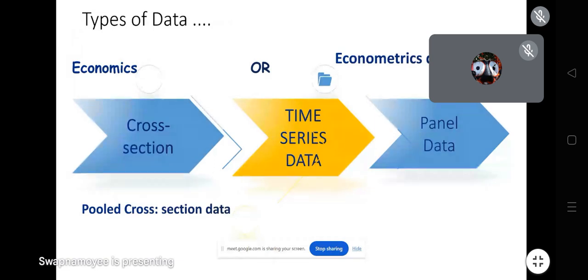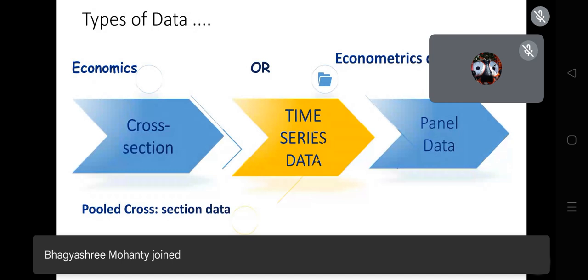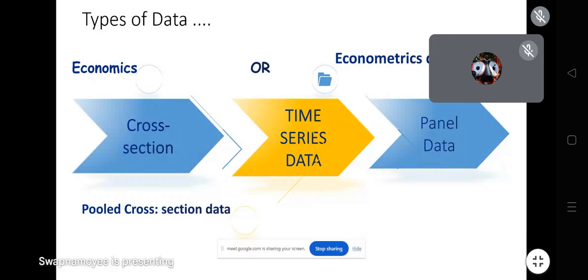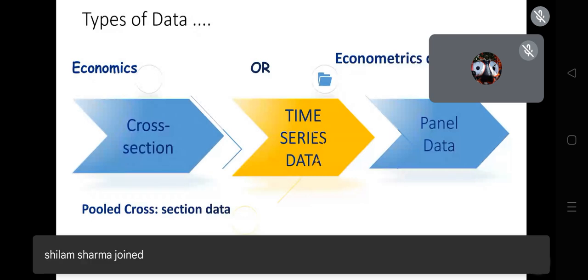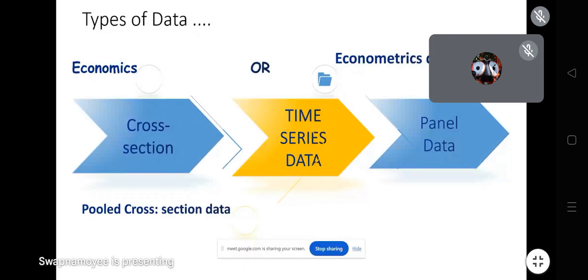These are mainly economic and econometric data which we use to get a number of information from them. Based on this, we have broadly these three groups. Another one is the pooled cross-section, which we will come upon. First, the three broad classes are cross-section data, then the time series data, and a combination of both these is the panel data. Out of cross-section, again we have the pooled cross-section data.